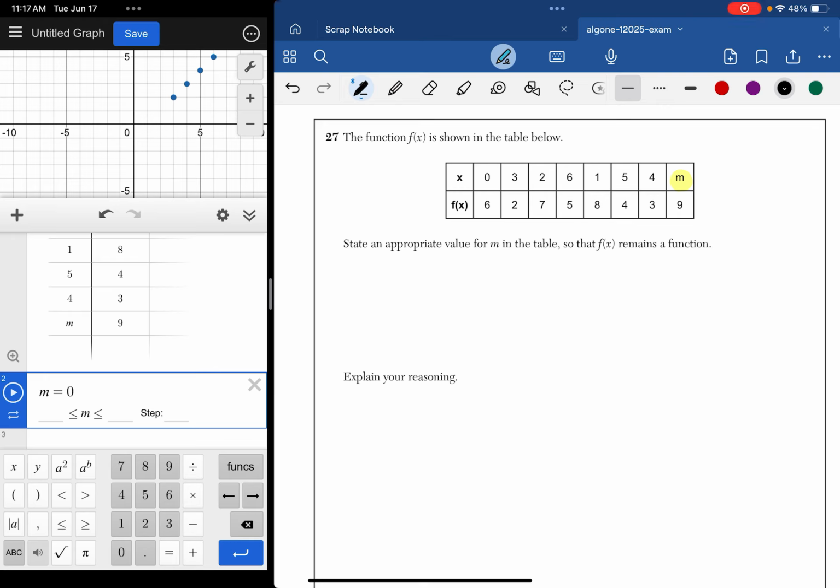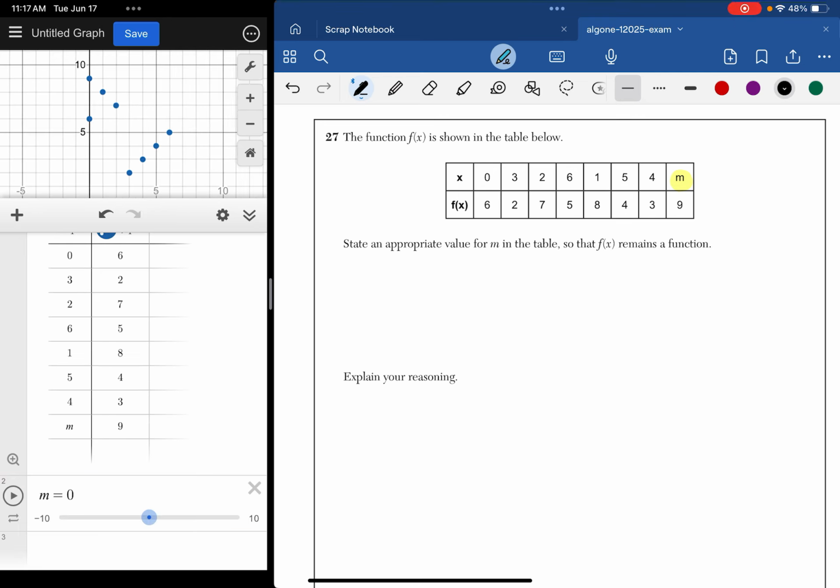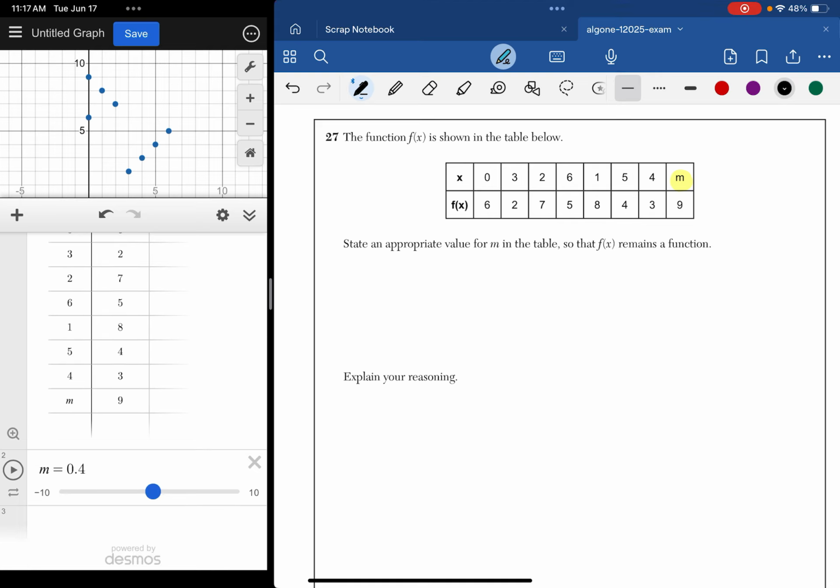But if I create a slider for it, just by designating m as some number, call it 0, it gives me the ability to kind of play around with it. So that point here at 0, 0, 9, where I have it, I can move my slider. You see it's going to move all along. All right. I just need to pick a value that will not cause it to fail the vertical line test.